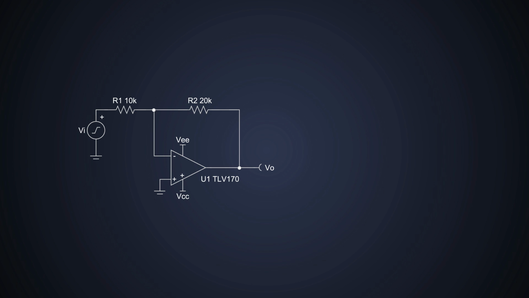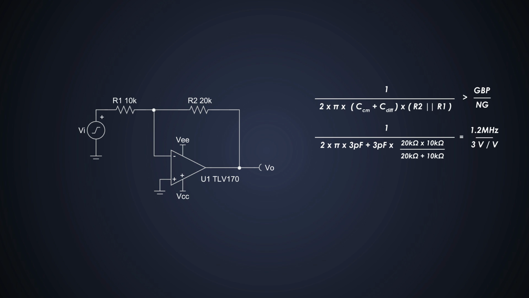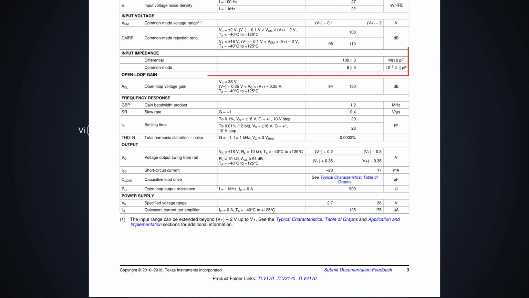But now, to avoid stability issues, we have to see the zero set by these passive components like gain setting resistors and input capacitance of the op-amp, which is greater than the bandwidth of the circuit. This can be calculated by this formula. And this value is 43.7 MHz, which is greater than 400 kHz. These capacitors are common mode and differential input capacitance of TLV170. These values can be obtained in the datasheet.